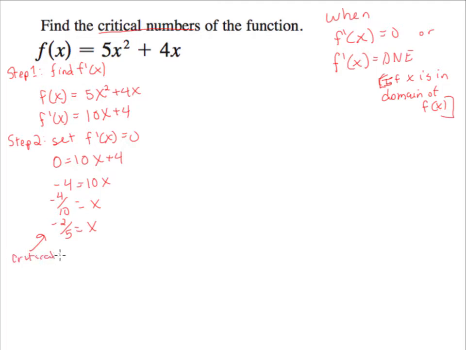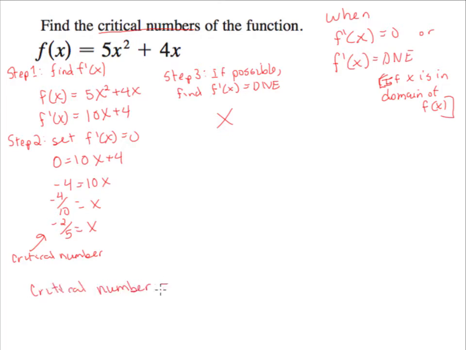And then last but not least, do not forget this. A lot of students will forget. You need to figure out where the derivative does not exist, if it is possible. Not all functions have derivatives that fail to exist. For example, this f of x is a polynomial. We know a polynomial always exists, and we know the derivative always exists. So therefore, we only have one critical value for this problem, and that is negative 2/5.